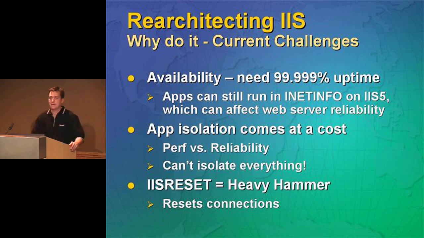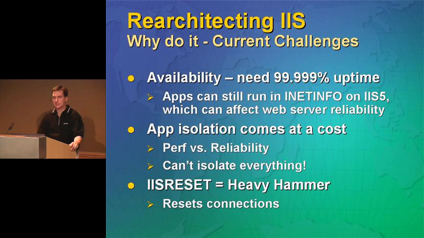IIS 6 was fundamentally redesigned from the ground up, and I want to talk a little bit about what were some of the primary drivers for this re-architecture. So some of our current challenges centered around availability. So we wanted IIS 6 to be up and running all the time. And so in a scenario where you were hosting hundreds or thousands of applications, when one of those apps crashed or went down, we didn't want that to take the system down with it in all cases.